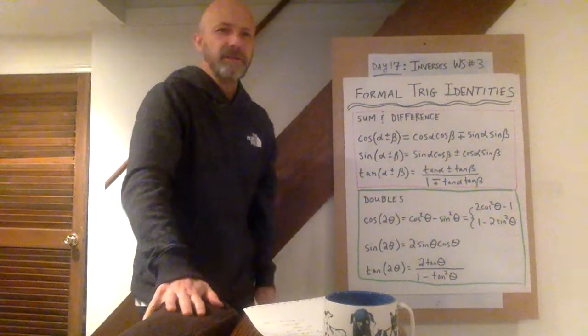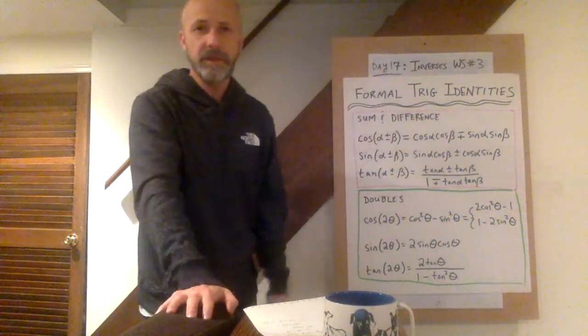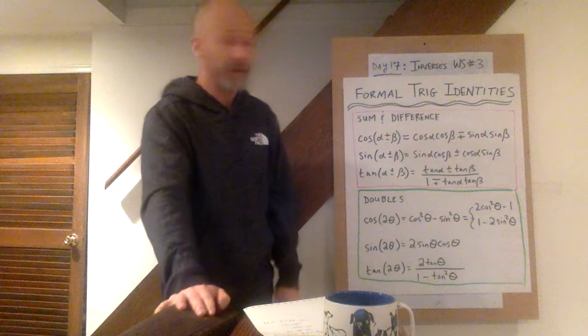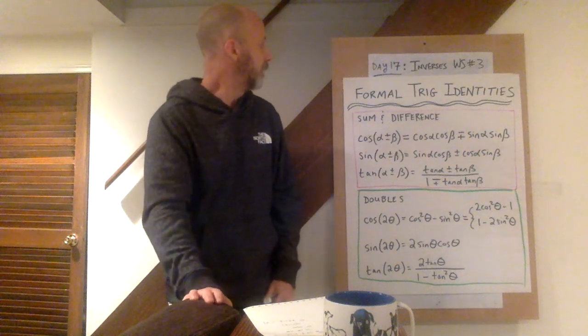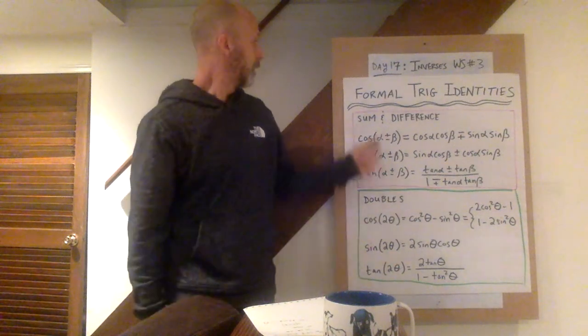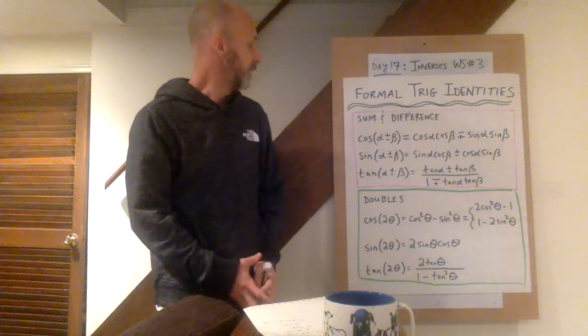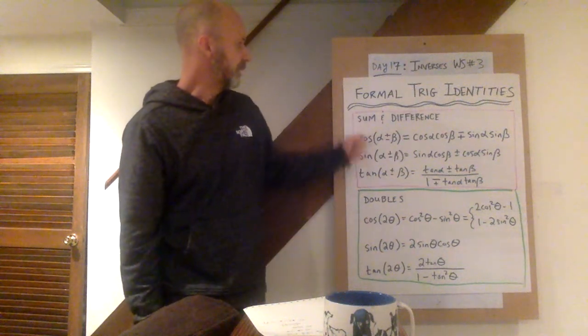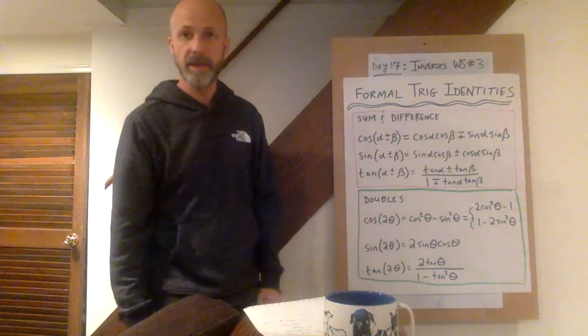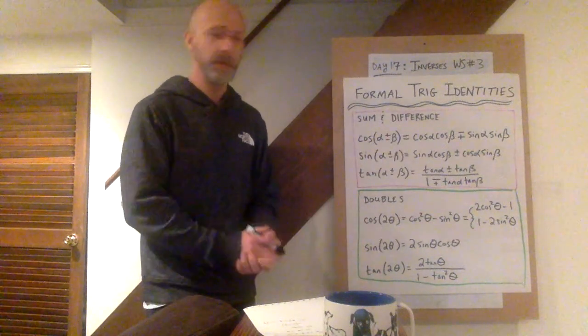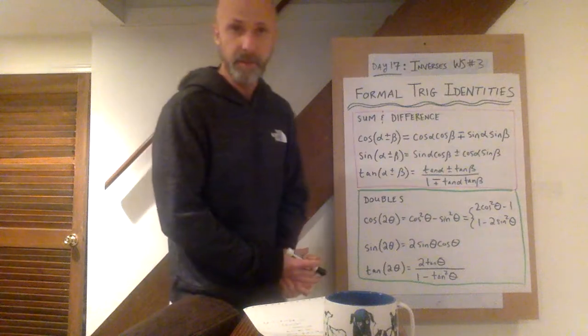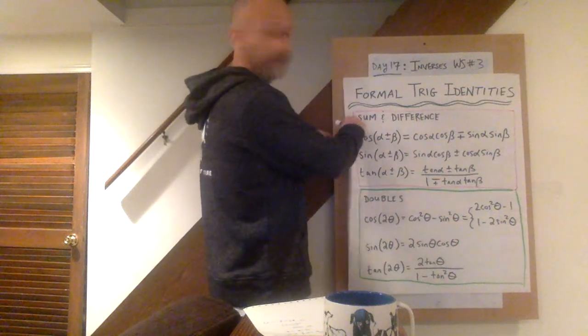All right, welcome back. This is an introduction video to day 17, in which you're going to be working on inverse trig worksheet 3. Once again, like yesterday, we're going to be using a lot of formal trig identities to help us evaluate these problems. So you'll see the sum and difference identities and the double angle identities. So you want to keep a sheet of those nearby to help you with the problems.